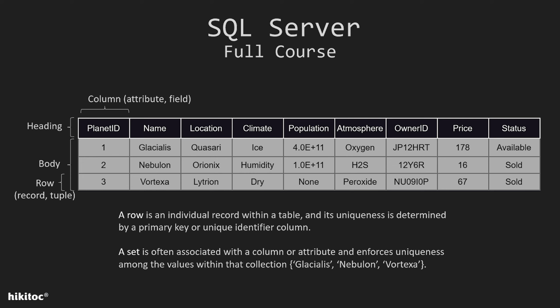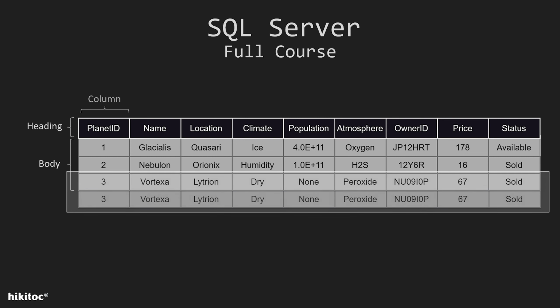While body is not a formal SQL term, it's informally used to describe the main part of the table, where the data is stored. Just to clarify, a row represents an individual record or a tuple in a database, and it doesn't necessarily imply uniqueness across all the data in the table. On the other hand, a set is primarily concerned with ensuring uniqueness and preventing repeated or duplicate elements within the collection. Now the table has changed and you can see a duplicate record.